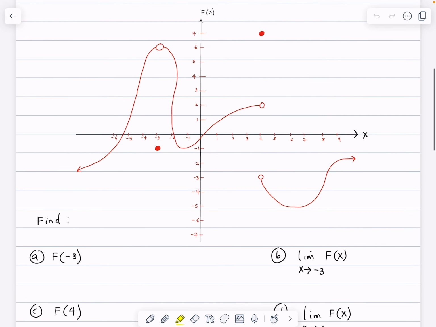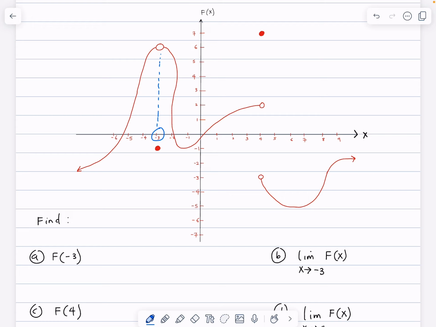Okay, so what is f of negative 3? So what is the function value at negative 3? So all you have to do is go to the graph, locate negative 3, which is here, and then what is the function value? If you look at that negative 3 and go up, you have a circle there. That means the function is not defined. When you see a circle, it means that the function is not defined.